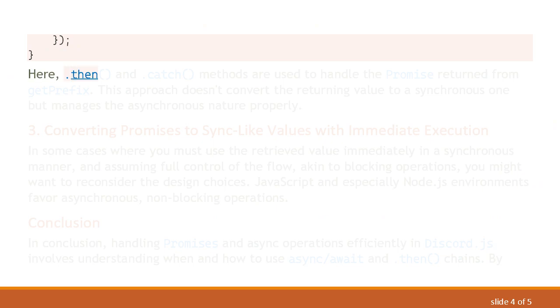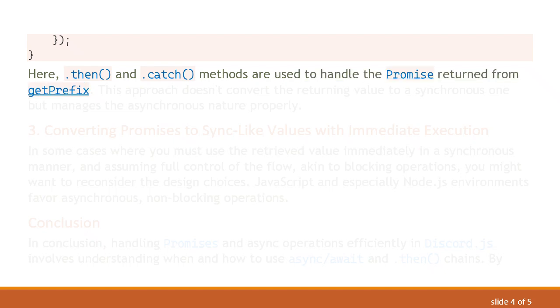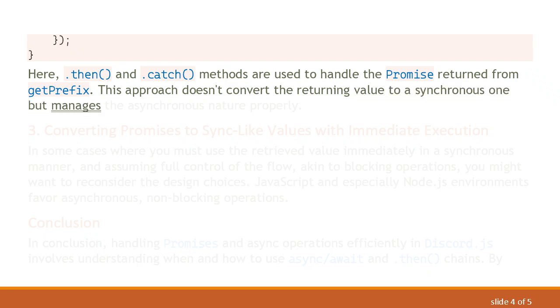Here, .then and .catch methods are used to handle the promise returned from getPrefix. This approach doesn't convert the returning value to a synchronous one but manages the asynchronous nature properly.